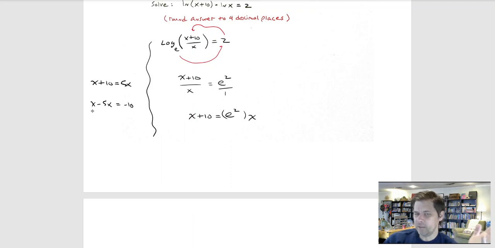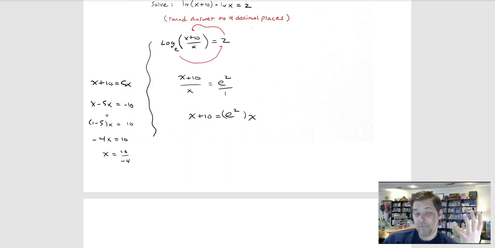How do you combine, though, x minus 5x? Those are like terms. And you combine like terms by combining the coefficients. 1 minus 5, times x. You see? You get negative 4x is equal to 10. And then you divide both sides, you get 10 over negative 4. Okay. So I will have to do that same thing here.